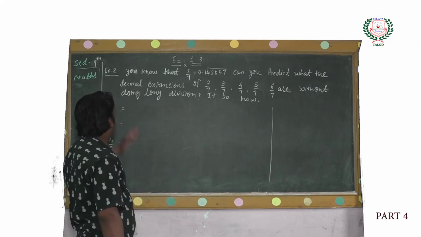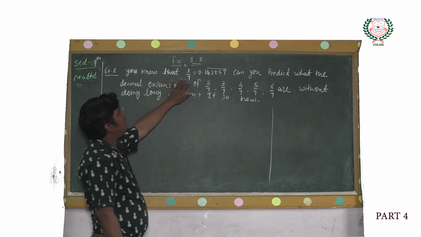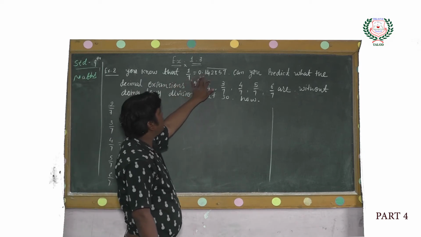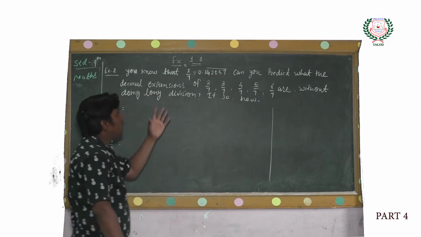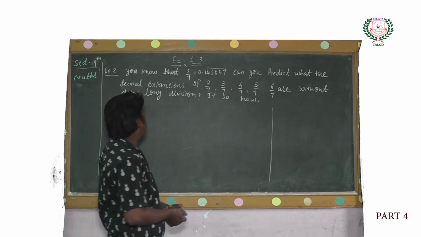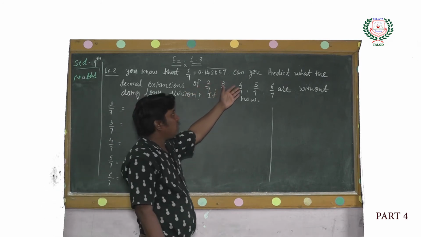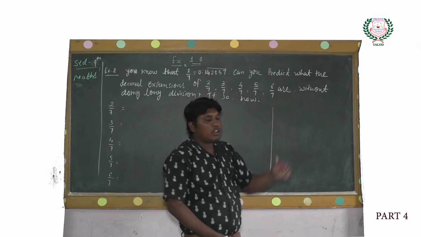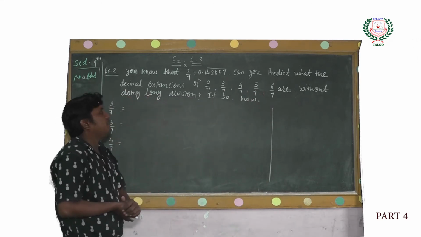Now example number 2. You know that 1 upon 7 is equal to 0.142857 and non-terminating repeating. Can you predict what the decimal expression of 2 by 7, 3 by 7, 4 by 7, 5 by 7 and 6 by 7 are without doing long division?